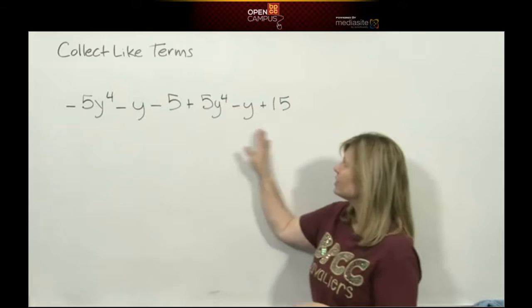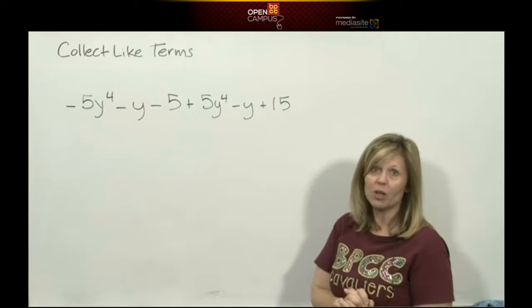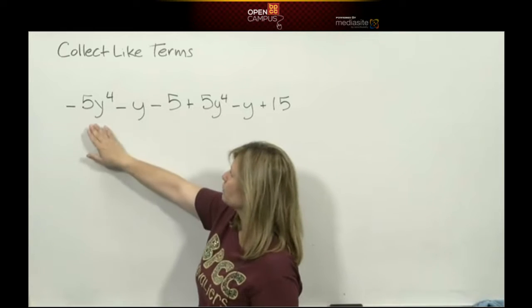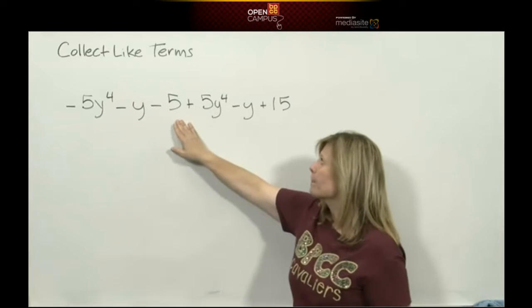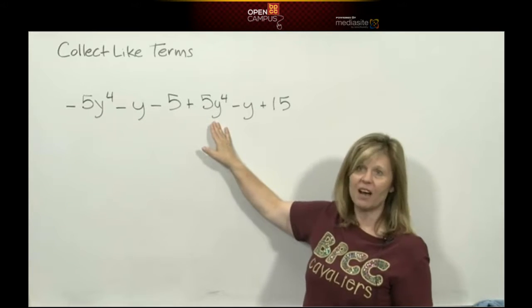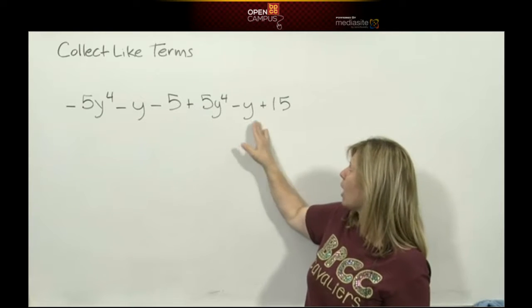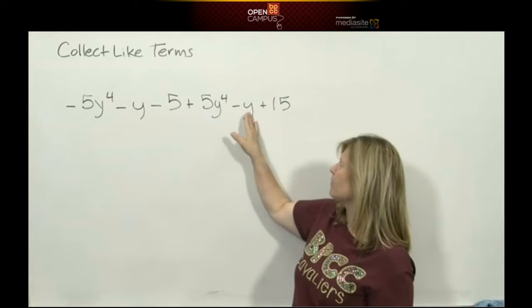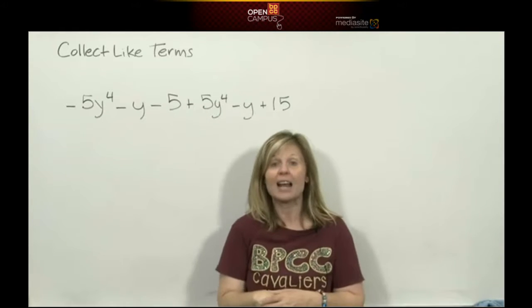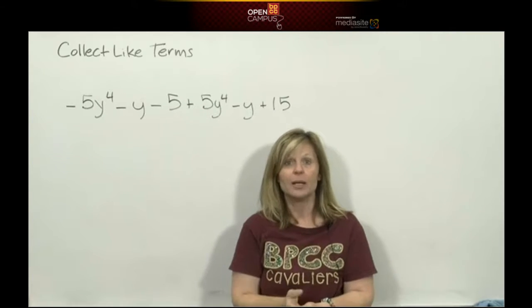So we're about to collect like terms. First of all, how many terms do we have in this expression? Negative 5y to the fourth minus y minus 5 plus 5y to the fourth minus y plus 15. There are 1, 2, 3, 4, 5, 6 terms. So that is called a polynomial.